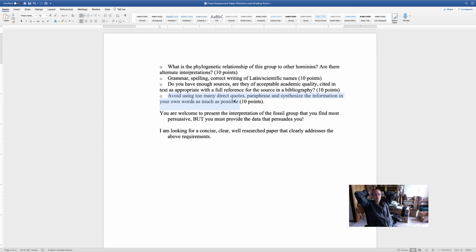I'm looking for a concise, clear, well-researched paper that clearly addresses the above requirements. It'll help me learn something specifically about this taxonomic category. All right? And that's what I want to read. I want to read concise, well-organized, well-edited fossil assessment papers, and not things that are disorganized and thrown together at the last minute, trying to cover a lot of material but none of it very well.